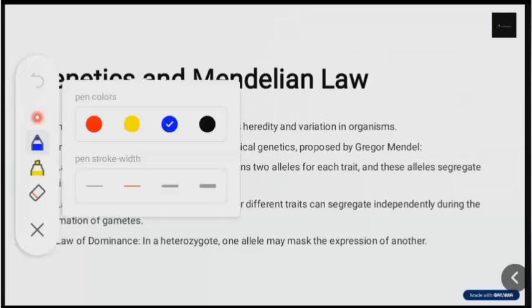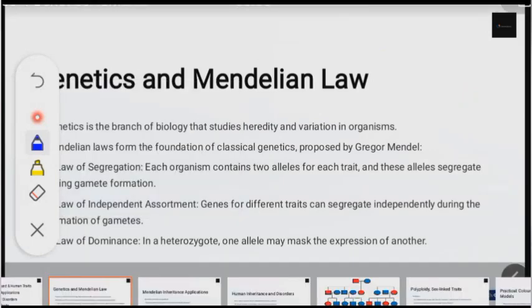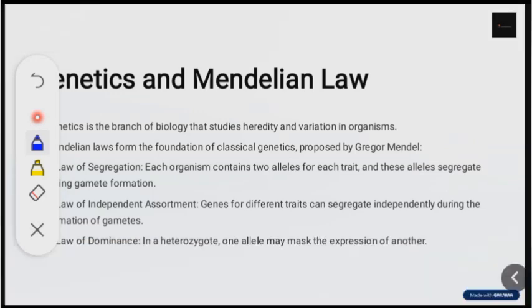Alright, so what he was saying is this. He said every organism contains two alleles for a trait. Let's continue with our typical height, that's short and tall. For the trait height, for you to be tall, you need what? A capital T allele. And the one controlling shortness is what? A small t. So each organism contains what? Two alleles for every single trait.